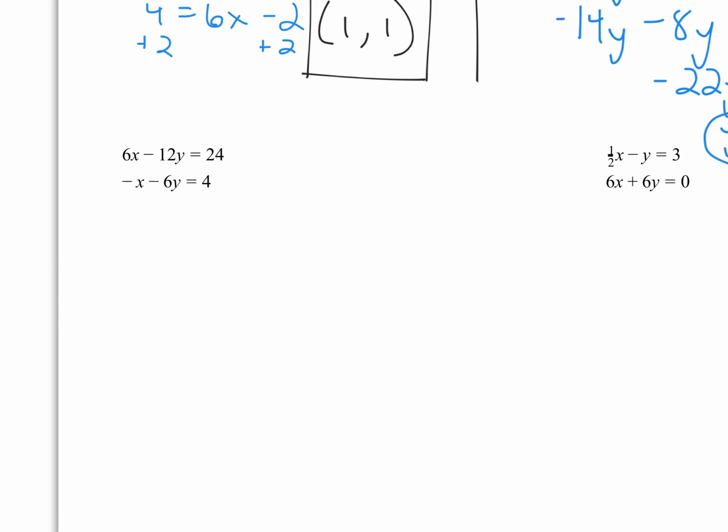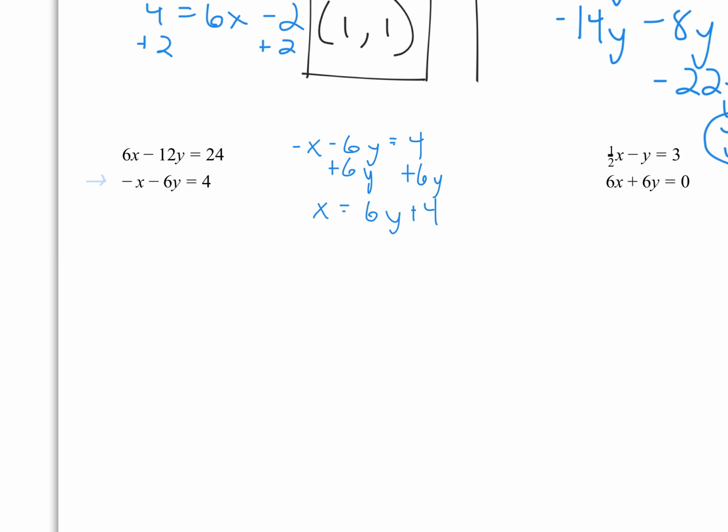Looking at the next example, it looks like we need to do step 1 again, which is solve one of the equations for one of the variables. This second equation looks like it might be easiest to solve for x. So let's go ahead and do that. Off to the side, if I use that second equation to solve it for x, I'm going to add 6y to work on getting x by itself.